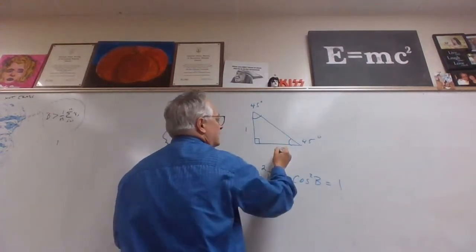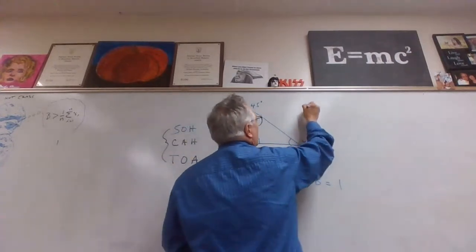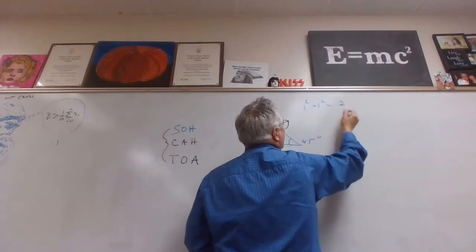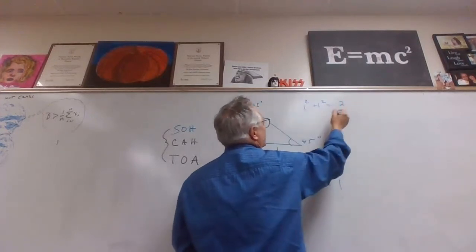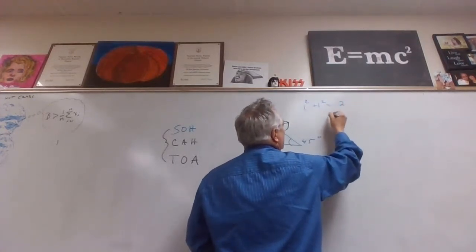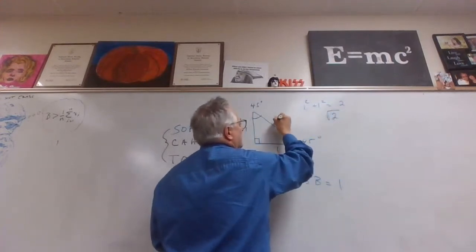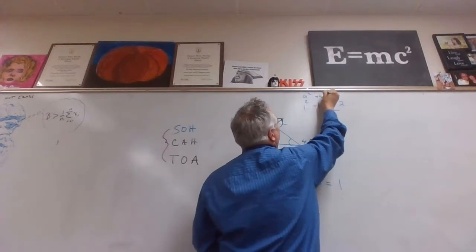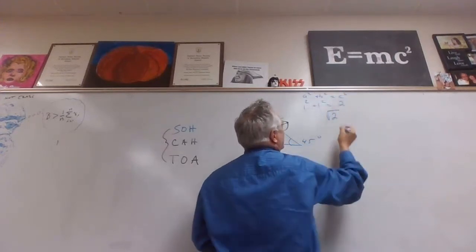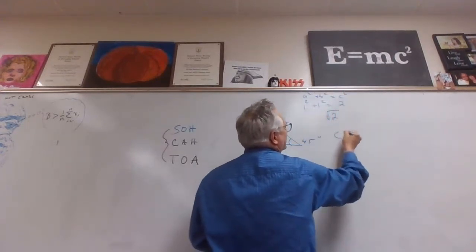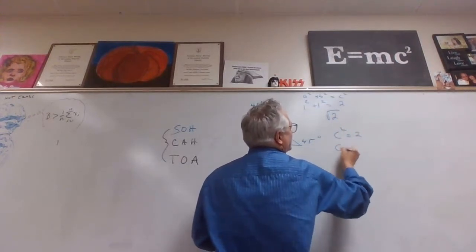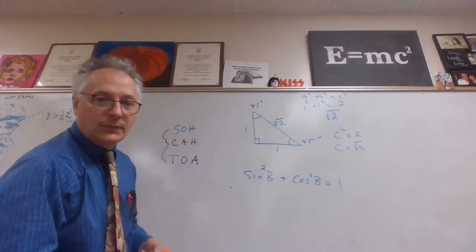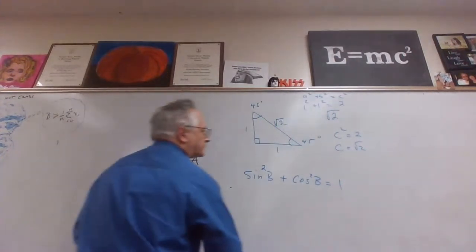And this would be, using the Pythagorean theorem, 1 squared plus 1 squared is equal to 2. So my hypotenuse would be the square root of 2, because a squared plus b squared is equal to c squared. So if c squared is equal to 2, then c is equal to the square root of 2. Okay? All right.